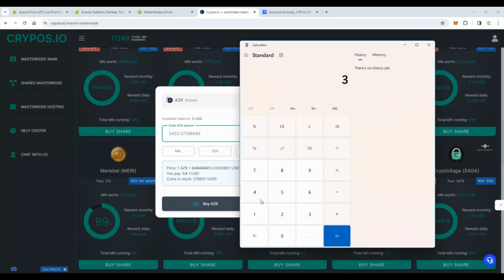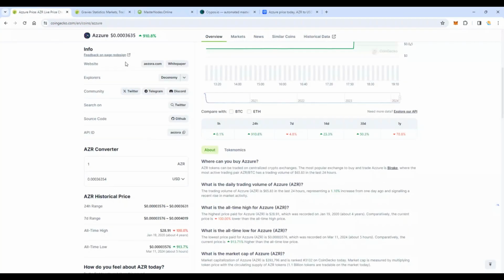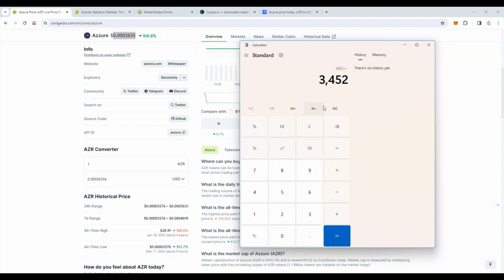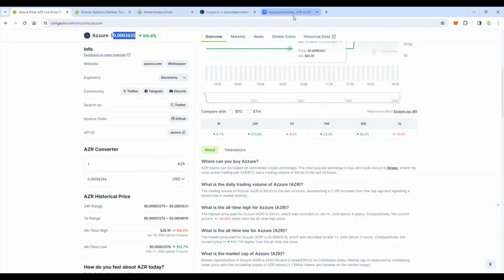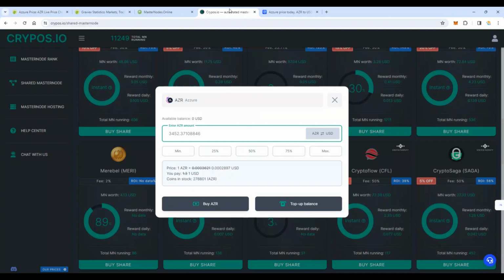Okay? Now, if you do the maths, 3,452, you multiply by the price of one Azure, which is 0.0003, you get around $1. So they only have Azure's worth $1. That is what you can buy. You can see you pay $1, you receive 3,000. The minimum required is $72. Can you guys see how complicated this is?